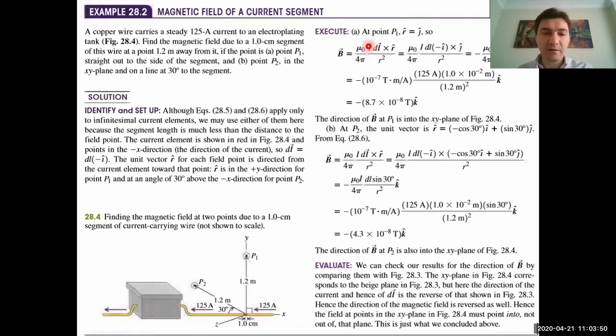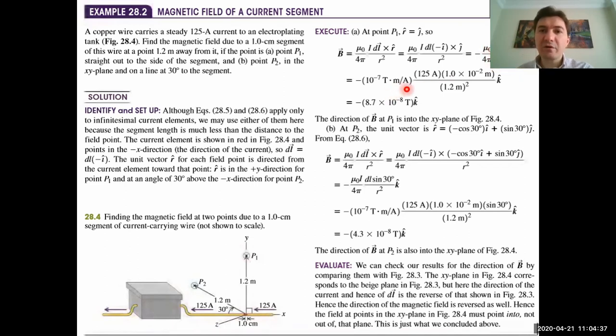And what is DL? DL is always along the current. Don't forget this. DL, the length of the current segment, is a vector and is always along the direction of the current. The direction of the current is in the negative X direction, so put here negative I, the unit vector along the X axis. Then what do we have here? Minus I vectorial dot J will give us the K unit vector. And then here we have minus mu zero over 4 pi I times DL over R squared.